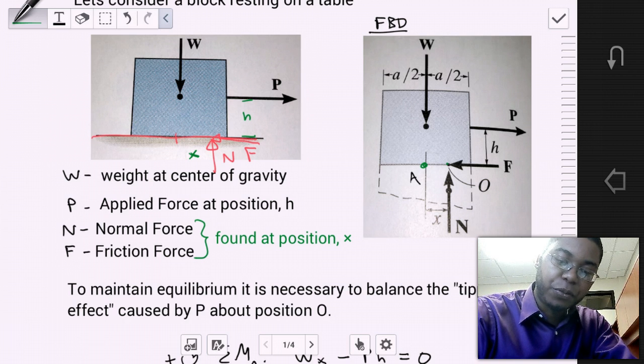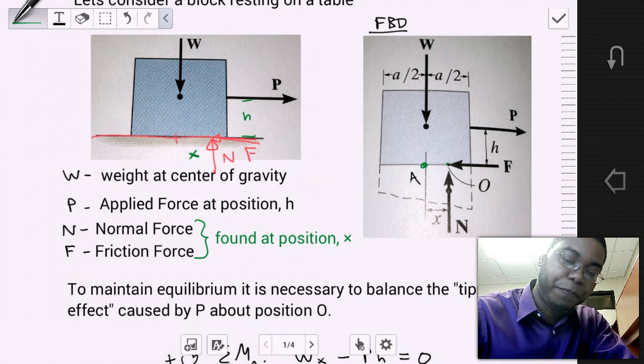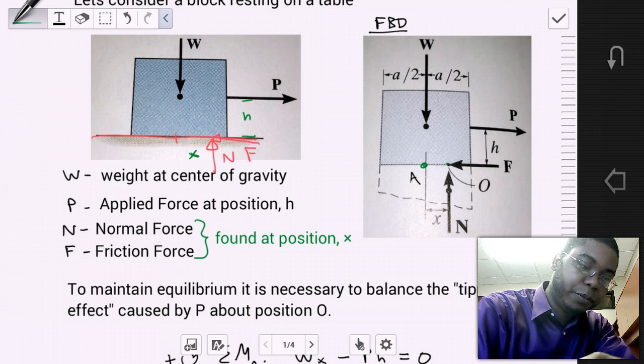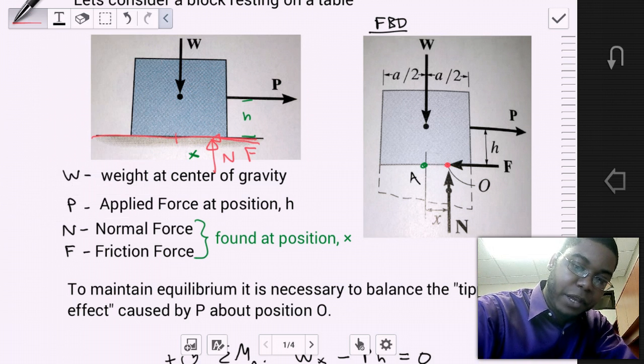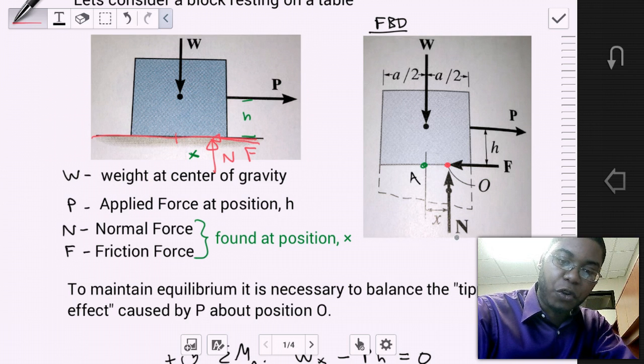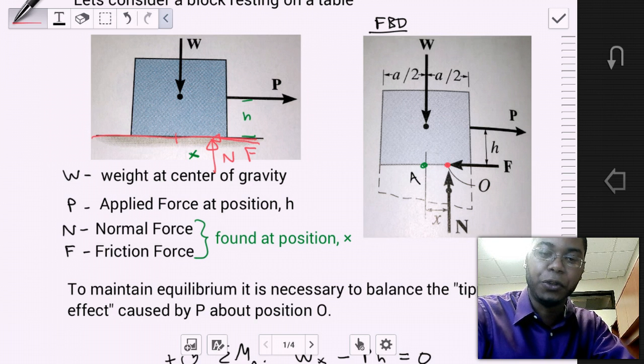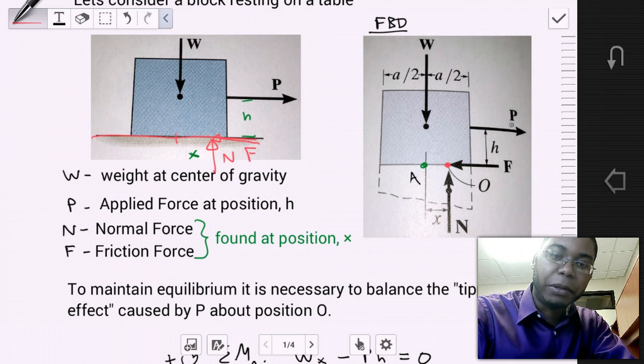And now we need to apply our equations of equilibrium. To maintain equilibrium, it is necessary to balance the tipping effect caused by the applied force P about position O, where we identify position O as a location at which the frictional force and the normal force are applied. When we consider the moment about point O, we'll note that the frictional force and the normal force cancel out because their line of action goes through point O. However, the applied force P and the weight still appear in our moment equation.